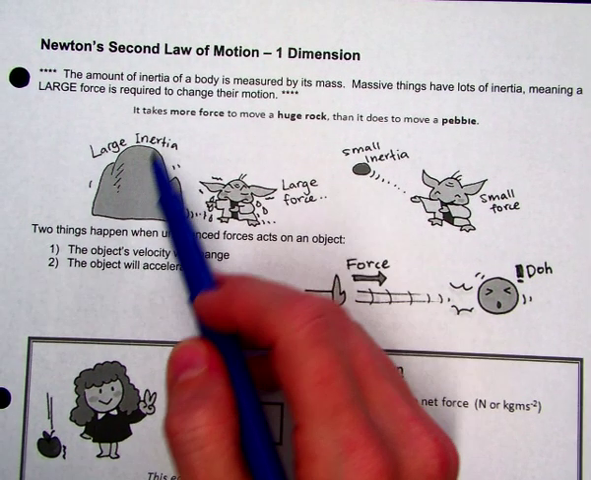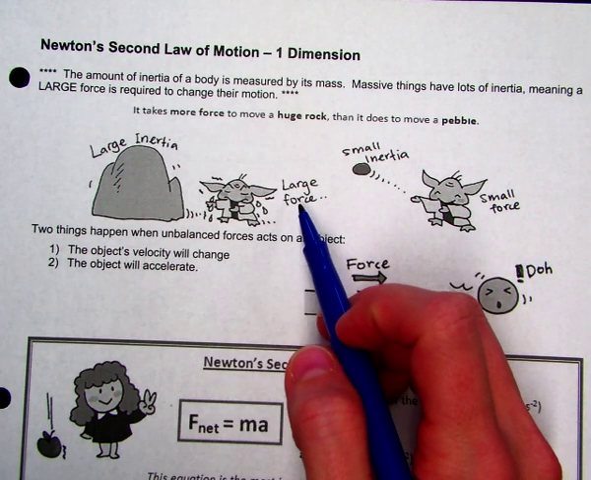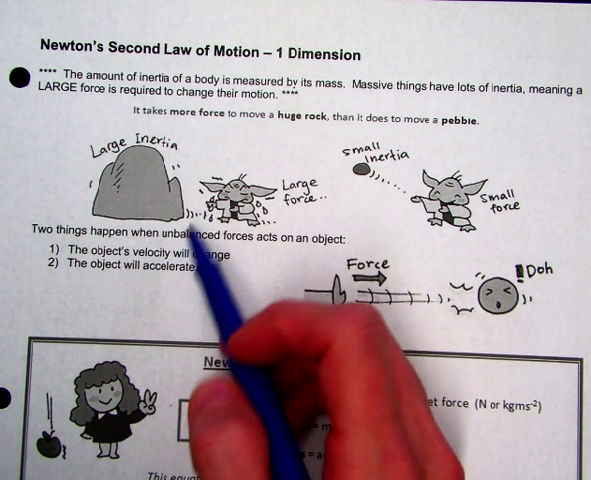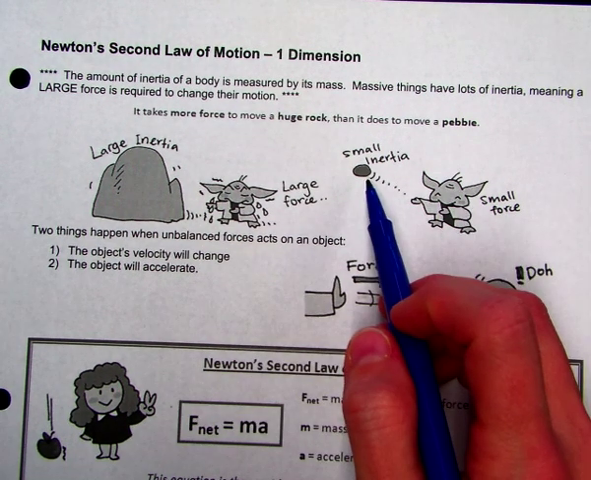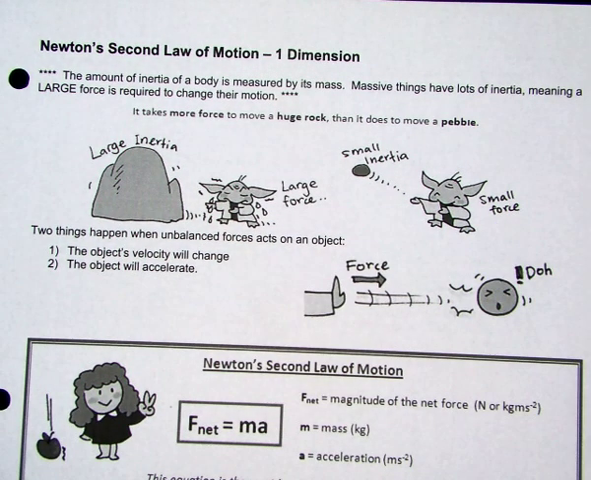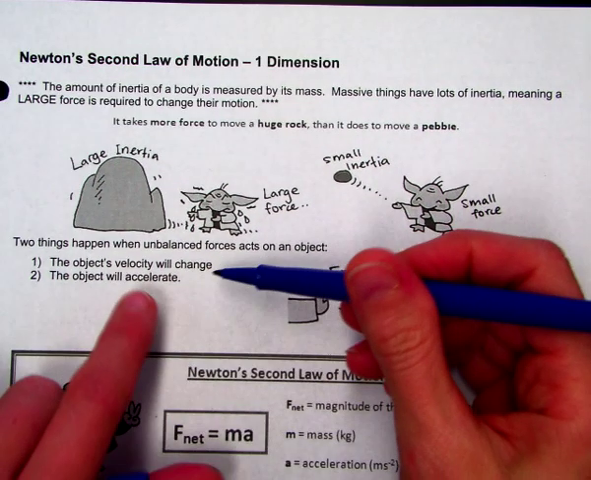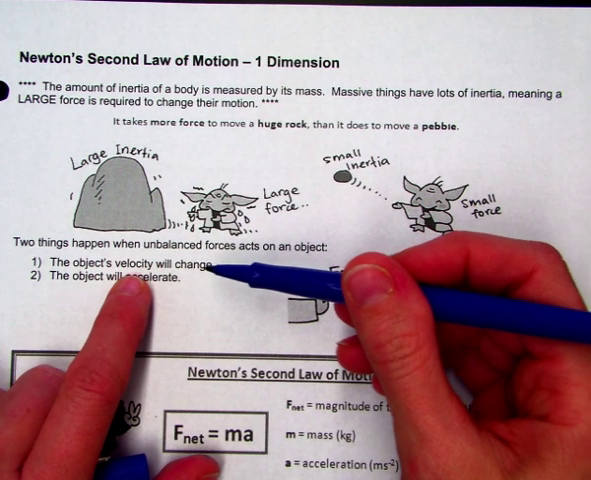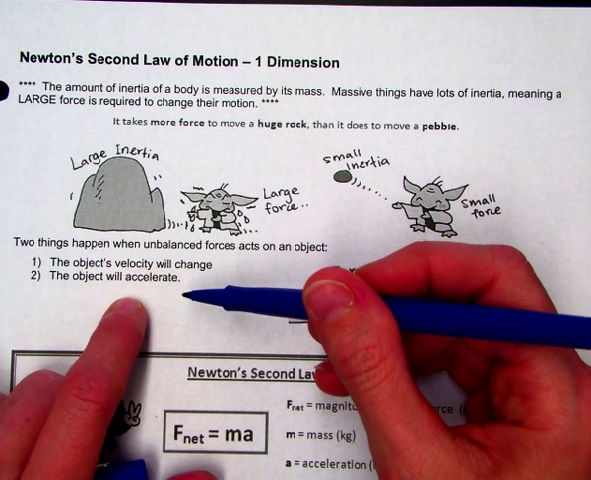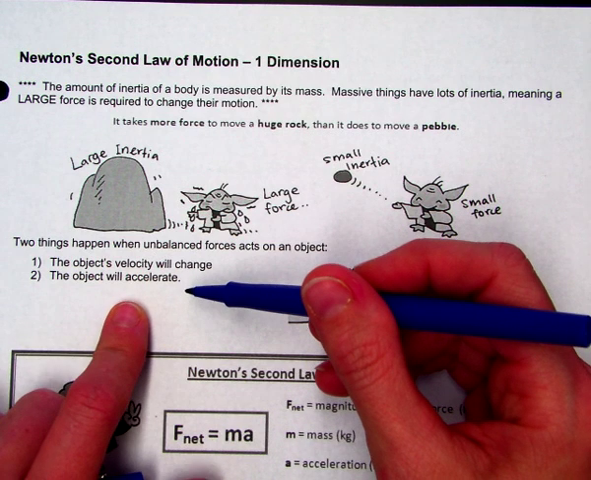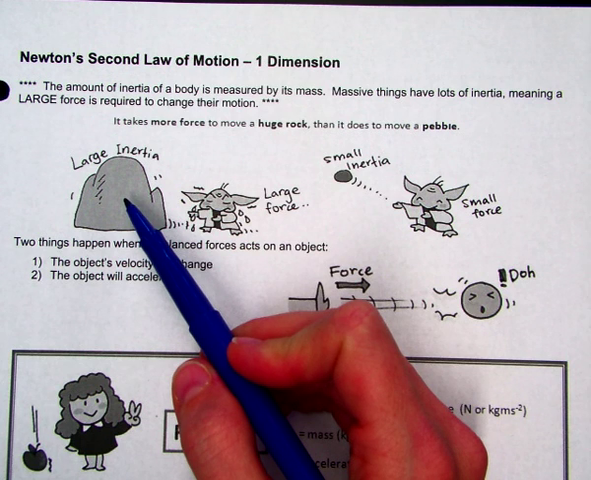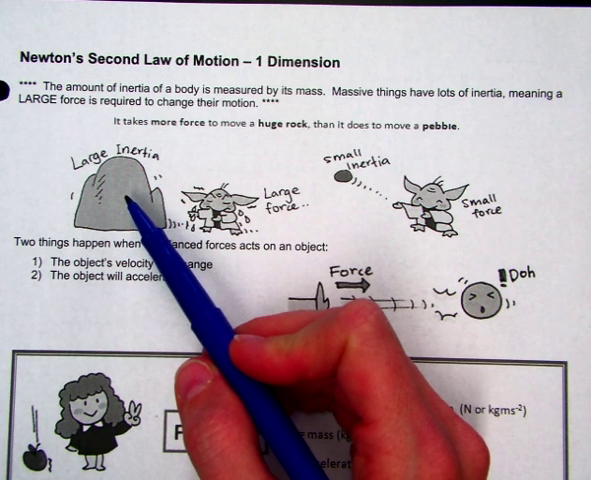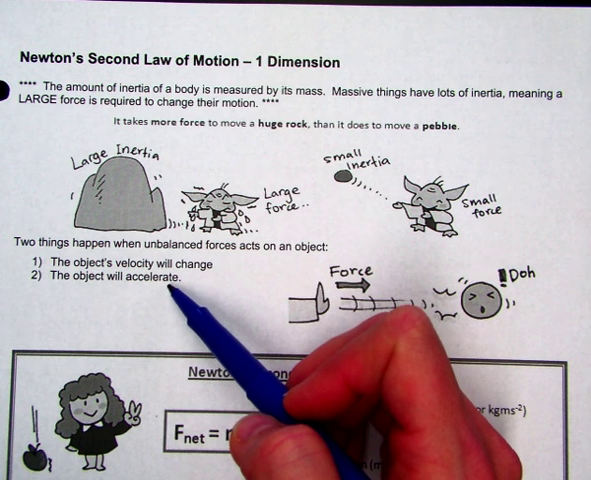So here, if you have large inertia, you need a large force to get this boulder to start moving, okay? Over here, you have small inertia. It requires a small force. Now, if there's a change in the velocity, then that means the object's acceleration will exist. If there's no change, like if we keep applying a force and this doesn't move, then we're in equilibrium. And that means that there is no acceleration.